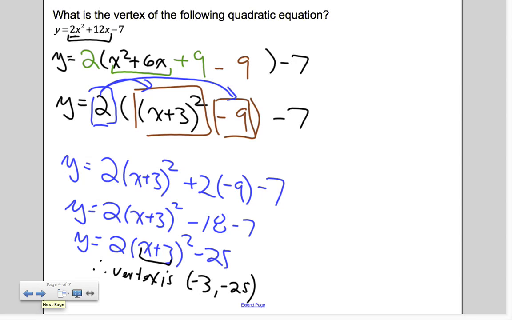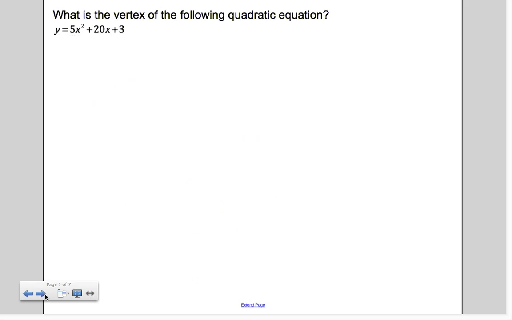No. So there are two ways that we can find the vertex, right? We could go back to what we reviewed last class, finding the x-intercepts and doing all that work. Or we could do it this way, which we call completing the square. We can also find the vertex this way. So work on this example by yourself, and we'll pick it up in a couple minutes.